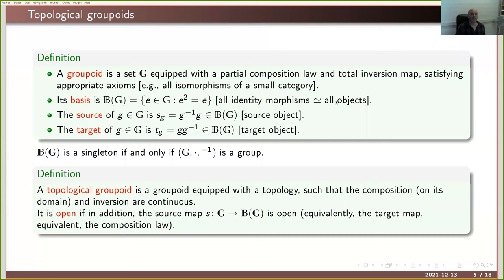Then you make it a topological groupoid by asking the maps to be continuous. And there is this technical twist: in a topological group, the composition law is always open. In a groupoid, that's no longer the case. So let's add that as a hypothesis. I want the composition law to be an open map. That's the same as saying that the source or the target maps are open maps to the base.